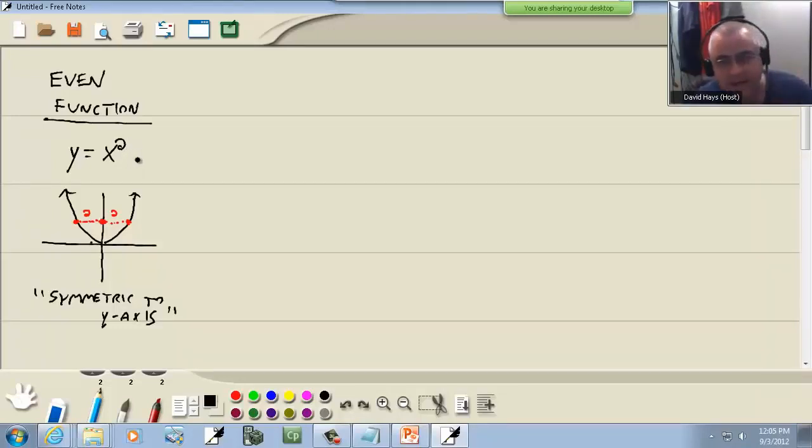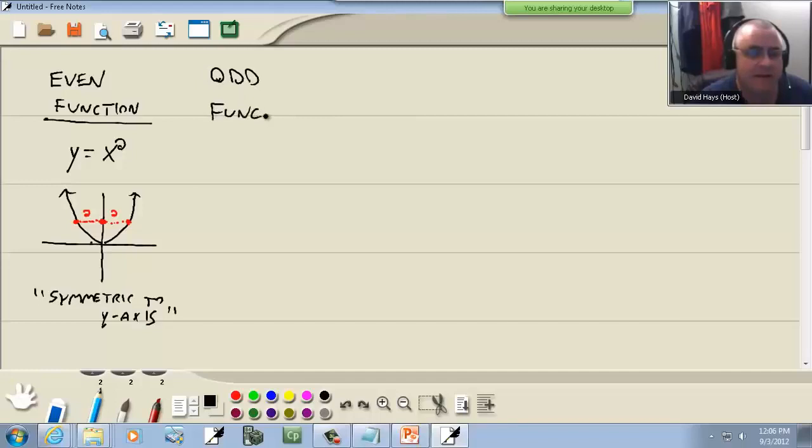On a test, I always put on there whether a function's even or odd, and I tell you to explain why. The answer is that it's symmetric to the y-axis, not because it has an x squared. If you put that down, I'll take every point off, because again, I can give you a different problem with that x squared that isn't.